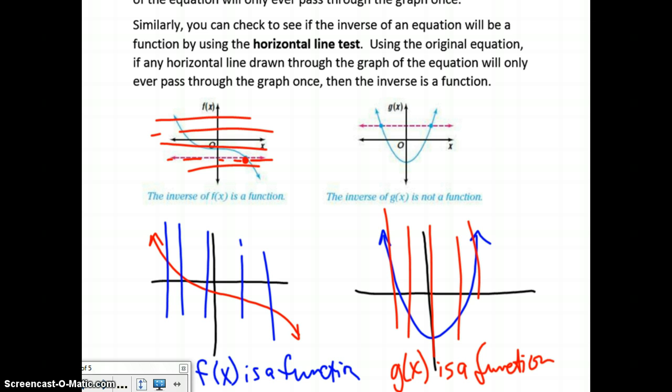If I'm looking at g of x, we already said g of x is a function because it passes the vertical line test. But when we draw a horizontal line through, we actually see where we would cross it 2 times, which means it's not a function. It can only ever touch it one time.